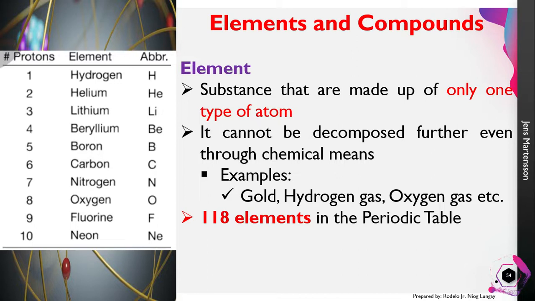We have hydrogen arranged according to the number of protons. Hydrogen has 1 proton, helium 2 protons, lithium 3 protons, beryllium 4, boron 5, carbon 6, nitrogen 7, oxygen 8, fluorine 9, and then neon 10.